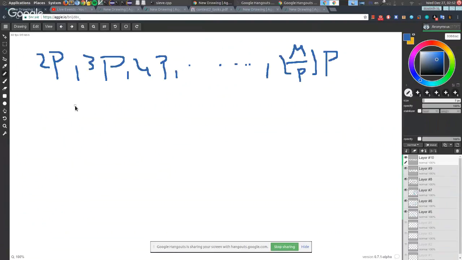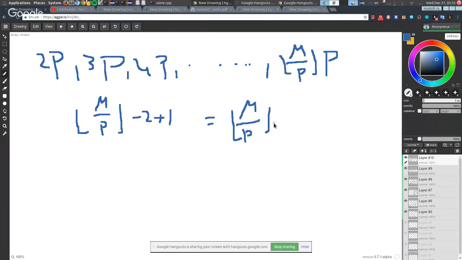So basically here we do in the inner loop m over p minus 2 plus 1 iterations. So m over p minus 1. And then we make the summation of this, sorry, the p is 2 and 3.